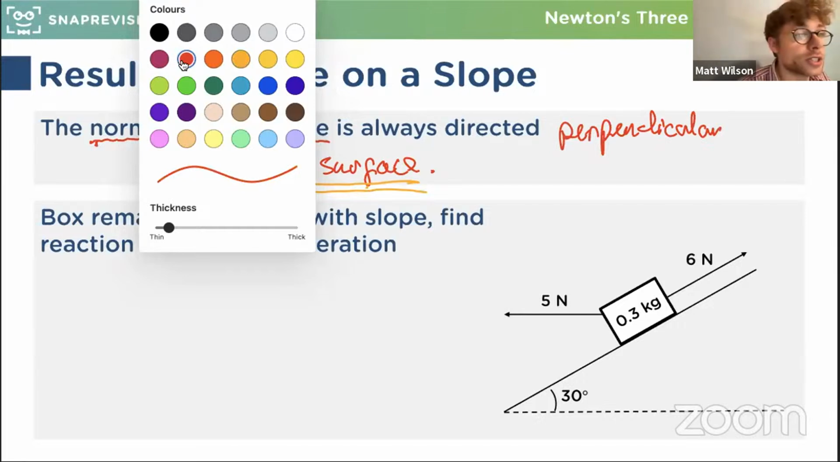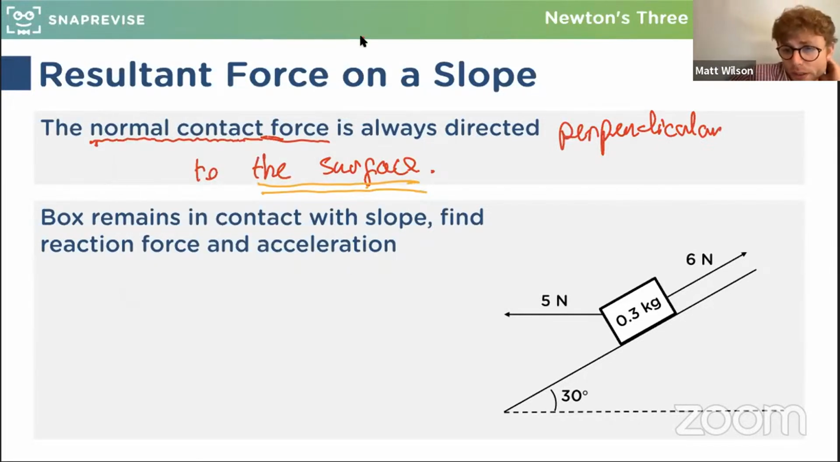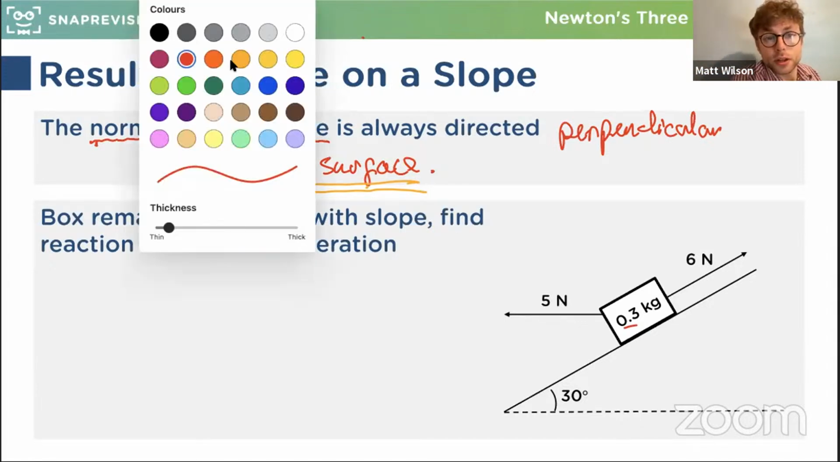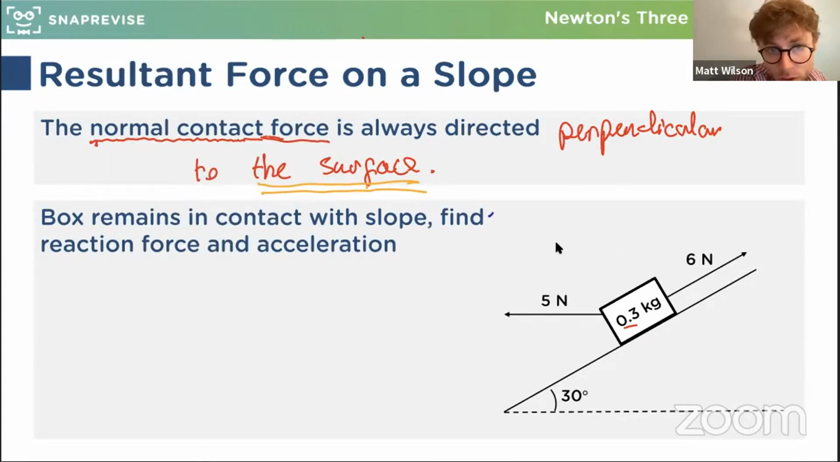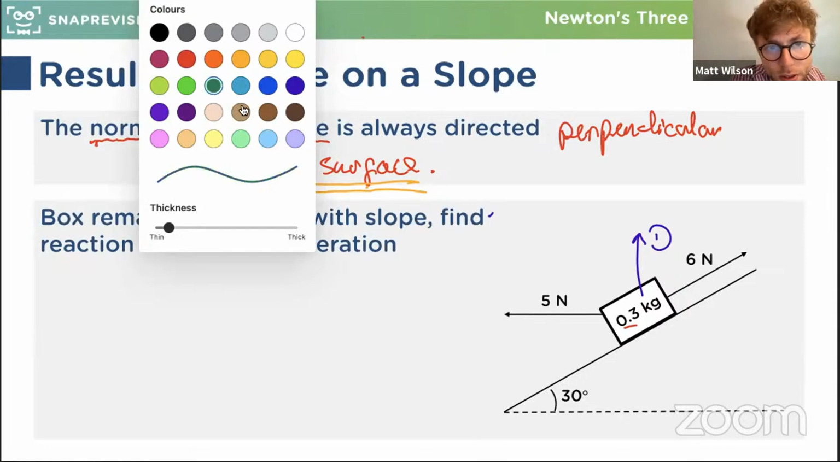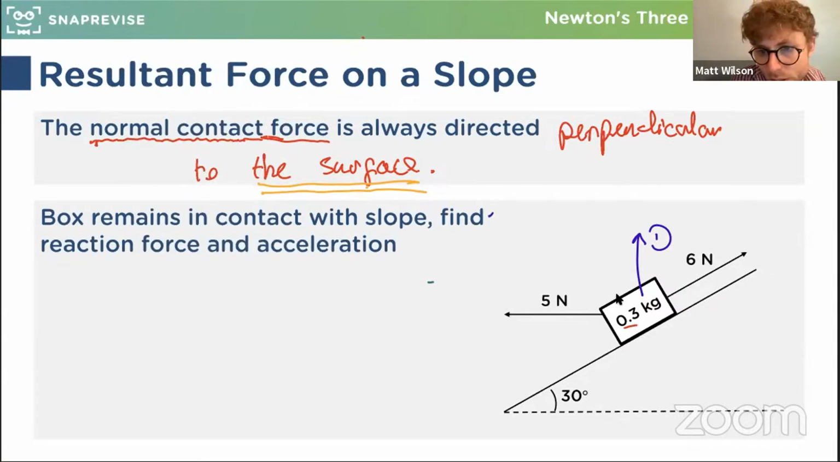So maybe it's worth just taking a second to ask yourself, where do you think the normal, let me be a bit clearer. We have this block of mass 0.3 kilograms, and it's resting on a slope like a ramp. The ramp is a surface that the block is on, so the ramp exerts a force on the block. So it's worth asking yourself very quickly, and in fact, I'll ask the chat, is the reaction force, the normal contact force, going to be in this direction? Let's call that option 1. Or is it going to be in option 2?